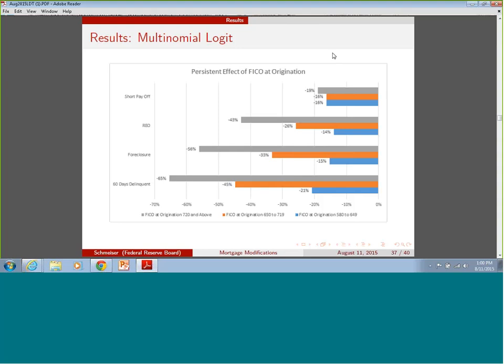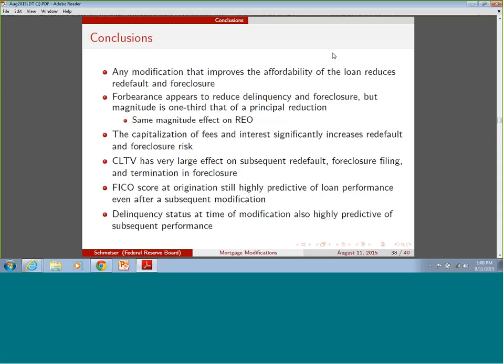So just briefly to conclude, from our analysis, it looks like if you improve the terms of the loan, if you make it more affordable, you reduce redefault and foreclosure. Not a particularly surprising finding. Conversely, if you make things worse, people are more likely to redefault and enter foreclosure. It looks like forbearance does have some effect on delinquency and foreclosure, but relative to the magnitude of the principal reductions, the effects are relatively small on most estimates. Now, the capitalization of fees and interest significantly increases redefault and foreclosure risk. Also, just emphasizing again that the LTV makes a huge difference in subsequent loan performance, and also this FICO score being important for subsequent performance. And finally, delinquency status at the time of modification is also highly predictive. So it matters when the loan is modified.